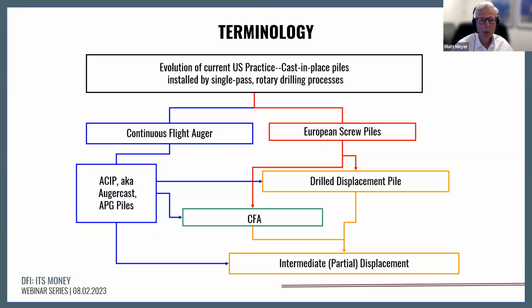So just moving now quickly into terminology, as I mentioned, what I'm talking about today is a single pass rotary system. I am not talking about drilled shafts or drilled piers. There's two categories of this single pass rotary system. They are on your left, what I'll call a continuous flight auger system, auger cast in place piles, auger cast or auger pressure grouted piles.